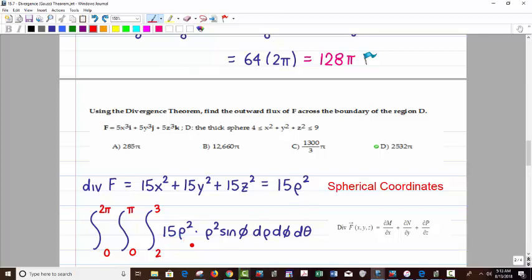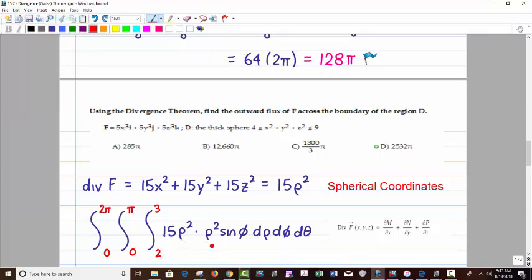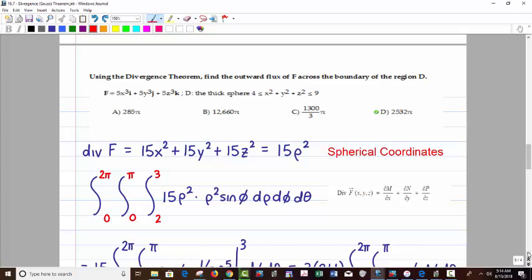That's the divergence. And the region is rho squared sine phi. Remember, that's the one that goes in there all the time. Rho squared sine phi, d rho, d phi, d theta. Now, because x squared plus y squared plus z squared is rho squared is going from 4 to 9, you have to square root the 4 and the 9 to get the limits for rho. So square root would be 2 and 3. So that's why that's a 2 and a 3 here from those square roots.